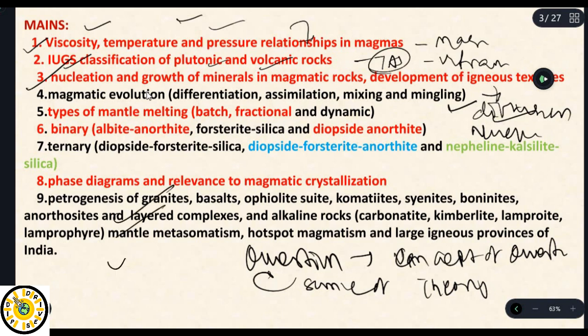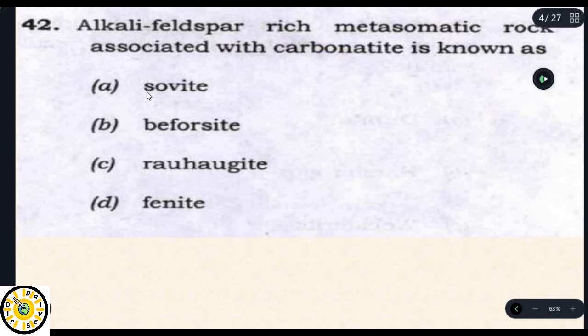So this is the really important part of the different types of petrogenesis of rock. Okay, this alkaline part is also important. Alkaline rocks, carbonatite, we did kimberlite, lamproite. So these are the really important parts. Okay, next go to question number 42.